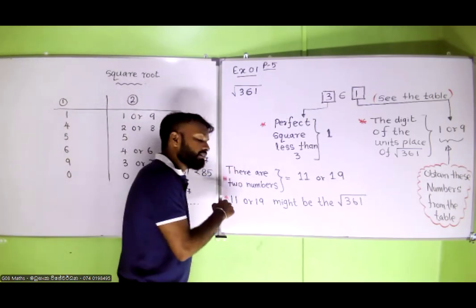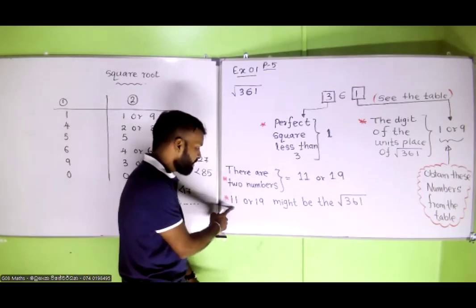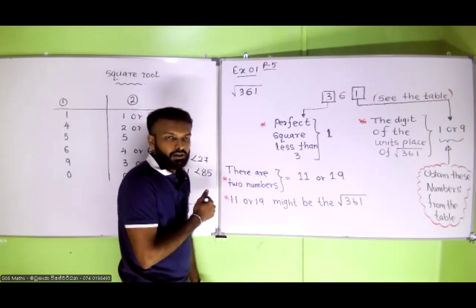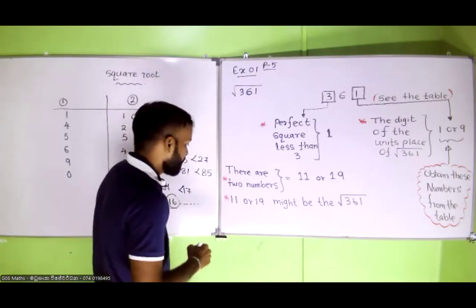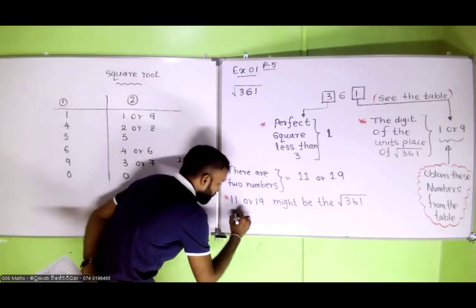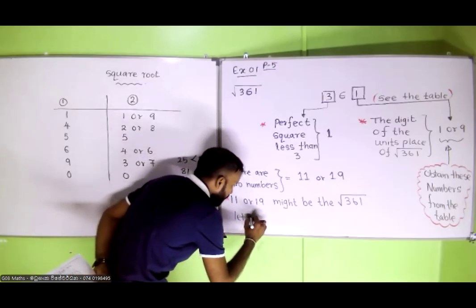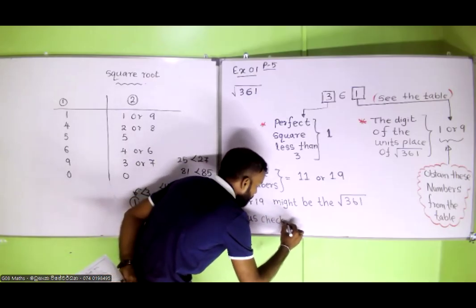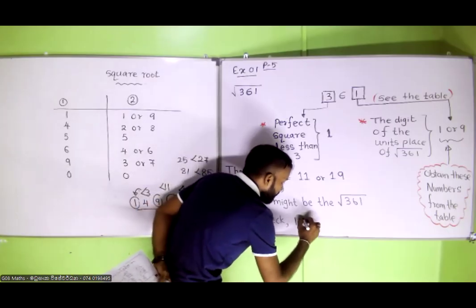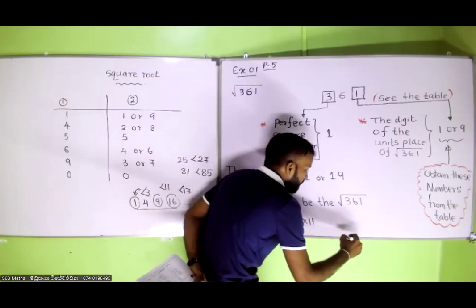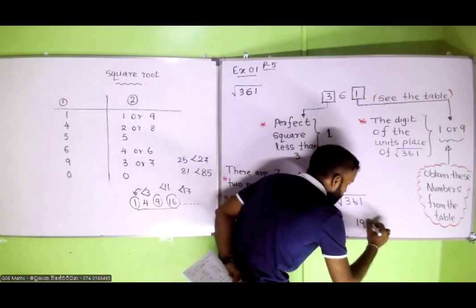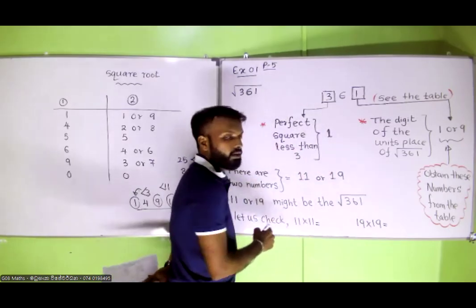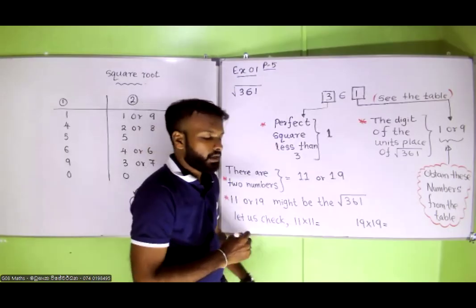We are going to find whether it is 11 or 19. By now you know 11 is not the square root. 11 times 11 means 121. It should definitely be 19. Let's see. Now we are going to check. Let us check. Now take 11 multiplied by 11, and take 19 multiplied by 19, and please send me the answers for 11 multiplied by 11 and 19 multiplied by 19.